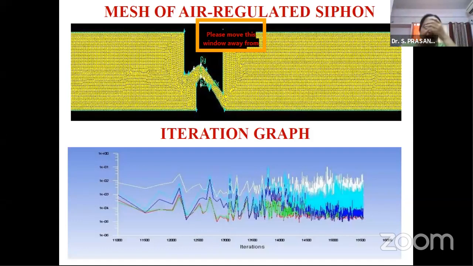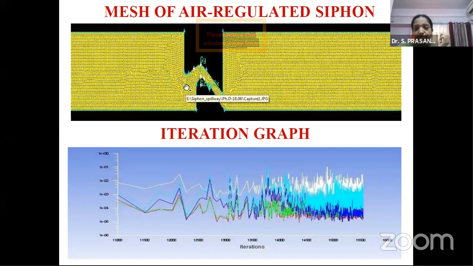So in that case I have zoomed my location to this. You can see the mesh over here is finer when compared to the mesh on the upstream and downstream, because my area of interest is only the head over the crest.